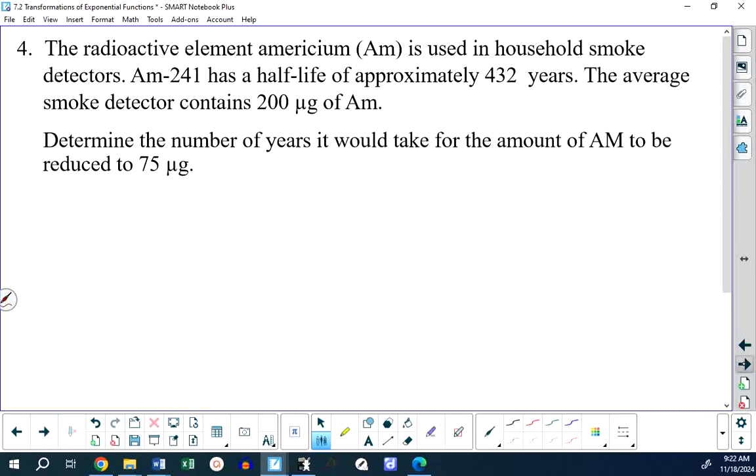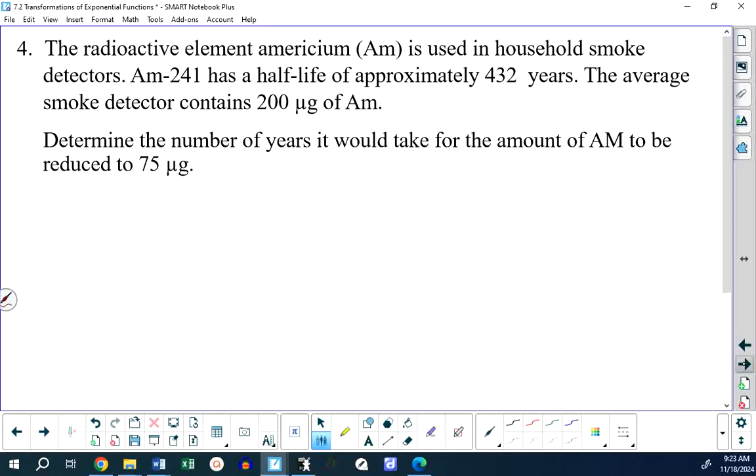Let's take a look at the examples, then I will show you on your formula sheet where it is. Am I going too fast right now? Okay. So a radioactive element, americium, is used in household smoke detectors. This particular flavor, americium-241, has a half-life of approximately 432 years. The average smoke detector comes from the factory with 200 micrograms of americium.